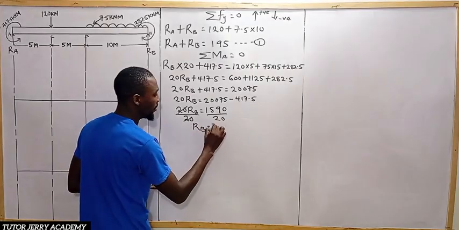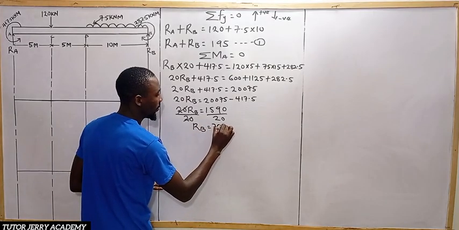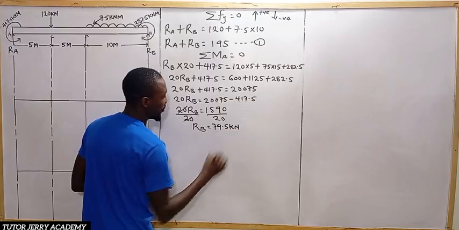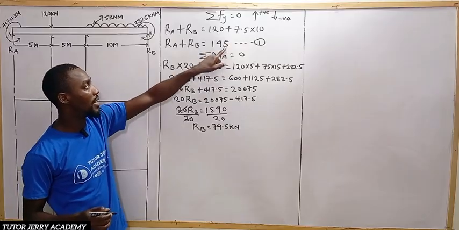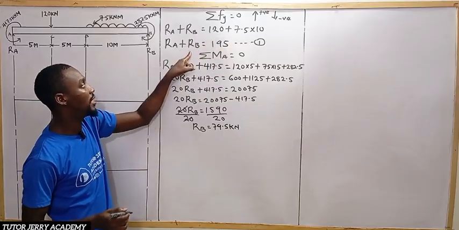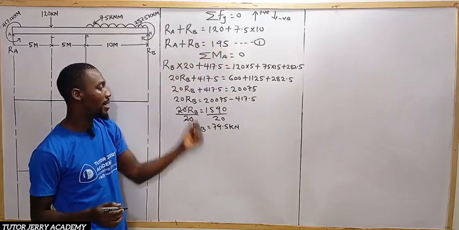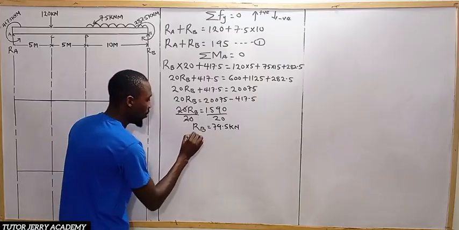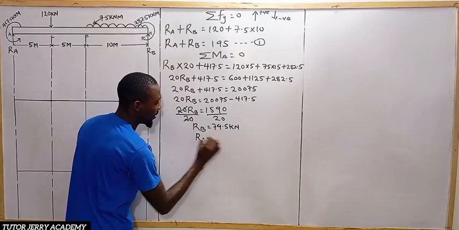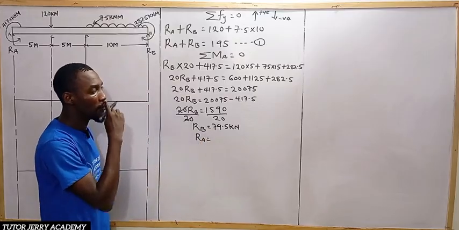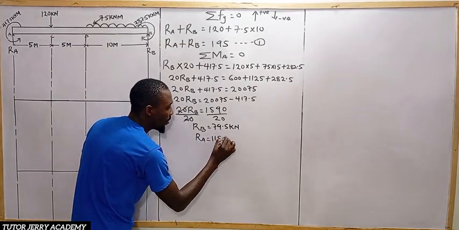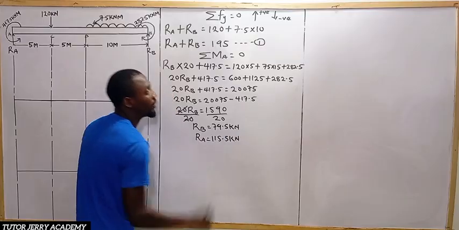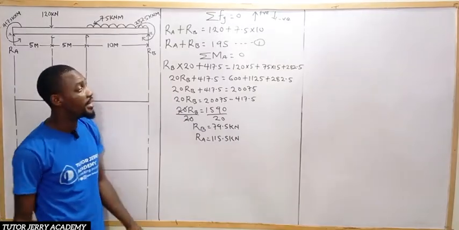So we're going to have 79.5 kilonewton. All right, so for us to get our reaction at A, we are going to subtract 195 from what? Reaction at B. So 195 minus 79.5. We are going to have our reaction at A to be equal to 115.5 kilonewton. All right, so that is what we are going to have.